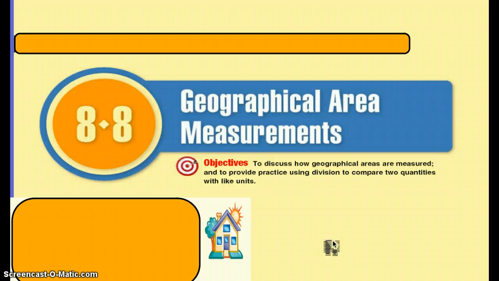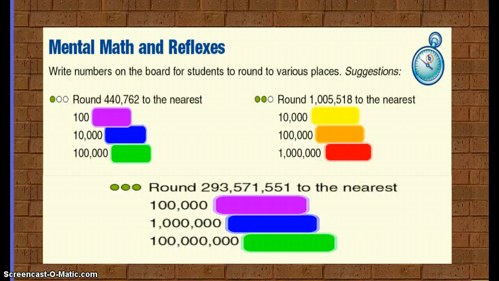8.8 is looking at geographical area measurements, and the objective is to discuss how geographical areas are measured and to provide practice using division to compare two quantities with like units. So for mental math and reflexes, let's look at rounding.